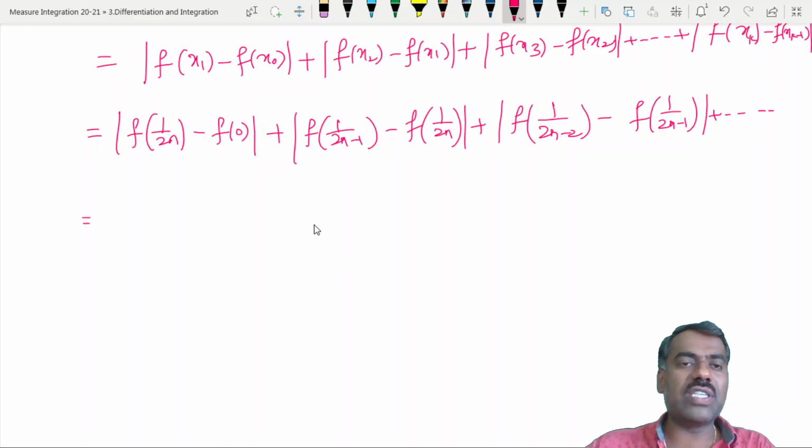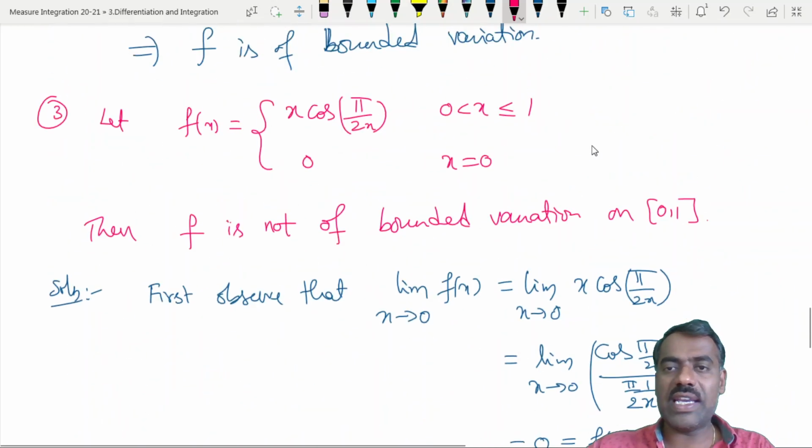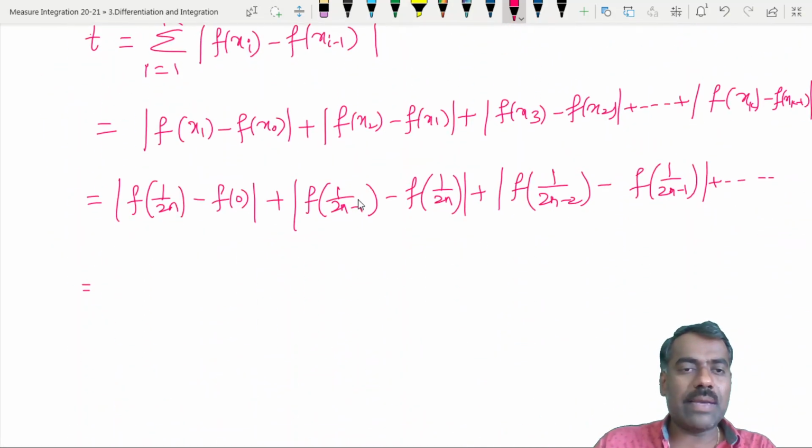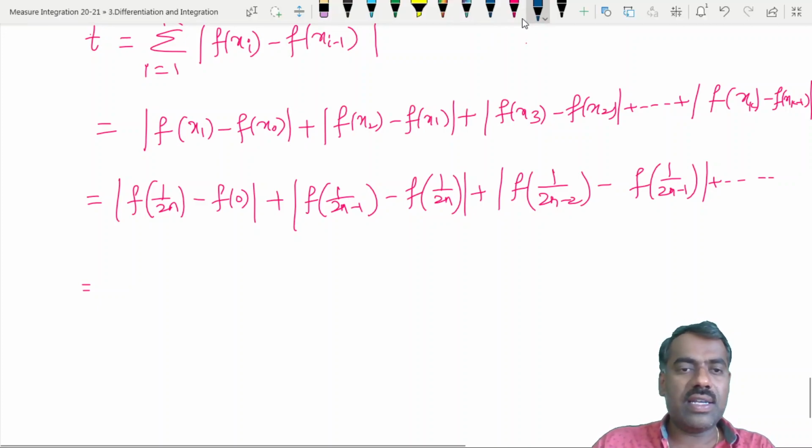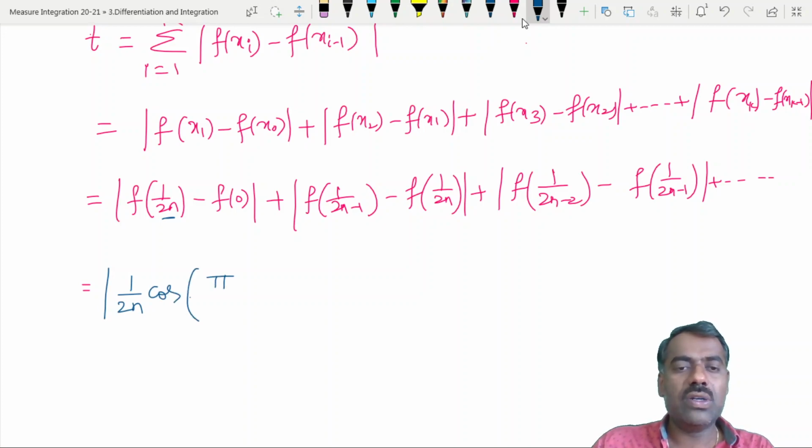Now if you substitute these values, what is our f of x when x is not equal to 0? It is x times cos pi by 2x. So this is our x, this much is our x, so this is nothing but 1 by 2n times cos pi by 2 times x. Since x is in the denominator and our x is just like 1 by 2n, it is just like 1 by x. Are you following? So what you get here is like this. Is this clear? And f of 0 is 0.